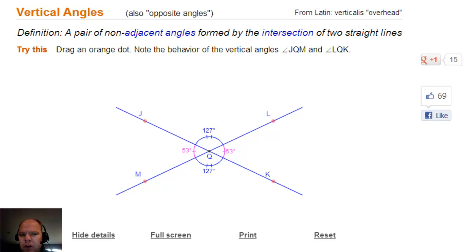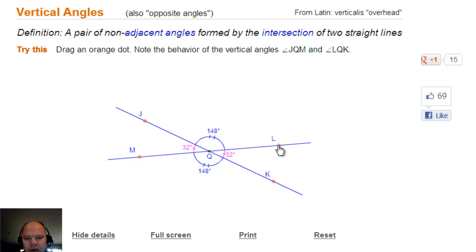First of all, let's define what vertical angles are. The definition of vertical angles is just a pair of non-adjacent angles formed by the intersection of two straight lines. So if you take a look at this picture below, I have two pairs of vertical angles that are shown, and it doesn't matter what I do with these points. If I move these points around, it's going to change those angles, but you'll notice that no matter where I move them, the angles that are across from each other will remain equal to each other. Okay? And that happens for all vertical angles. So vertical angles are really the angles that are across from each other when two lines intersect.